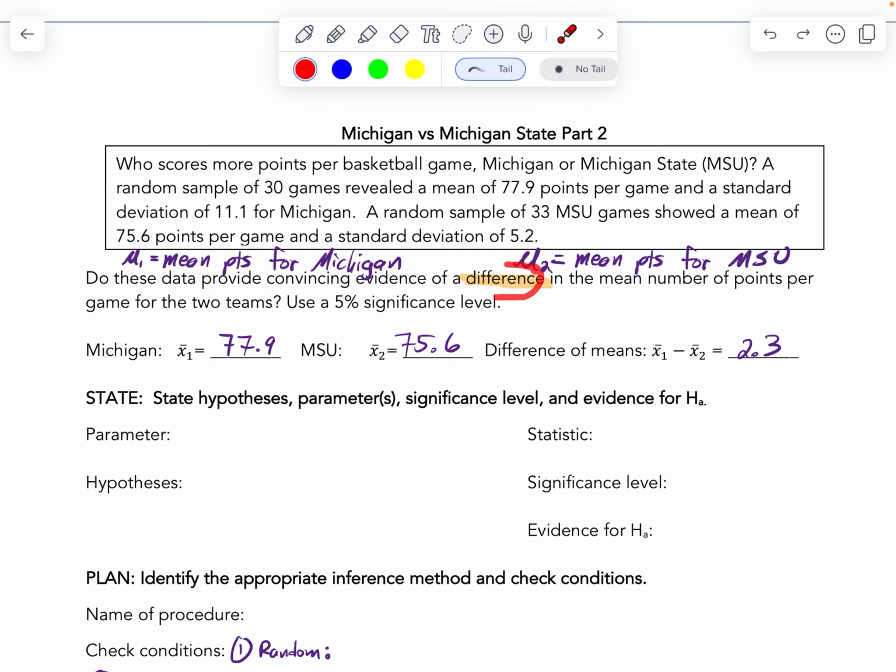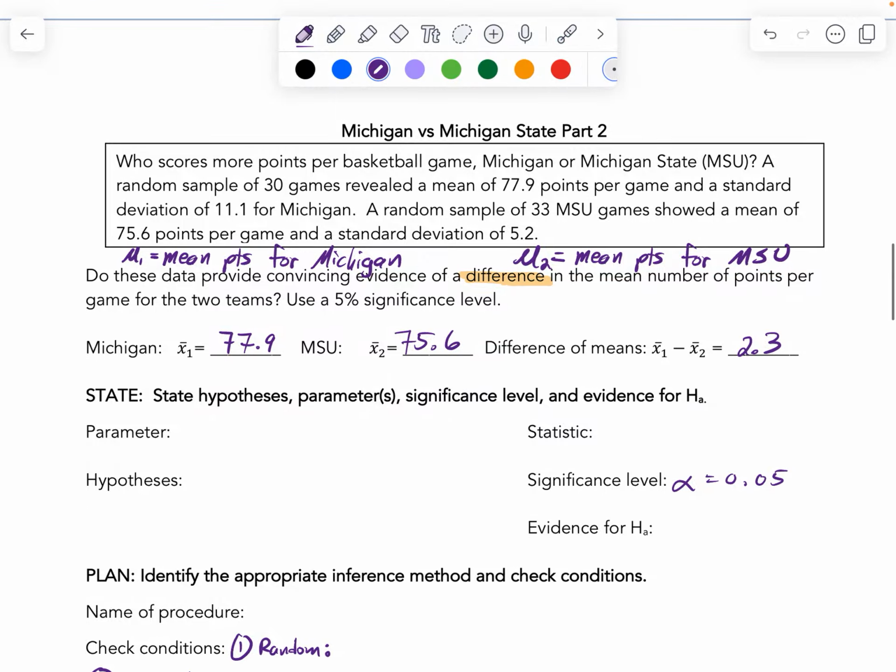Is there evidence of a difference in the mean number of points scored for the two teams at the 5% significance level? So that means my alpha is 5%. So x1, I'm calling that Michigan, and x2 is Michigan State. And the difference between these two is 2.3 points. So in this sample, the difference is 2.3 points per game. Do you think that's going to be significant? Is that going to be convincing that Michigan scores more points than Michigan State? Well, let's figure it out.